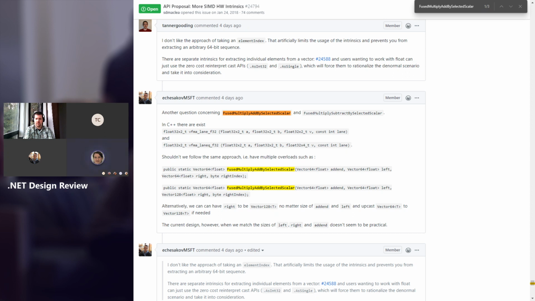Well, it wouldn't be calling get lower. You'd have to, if you already have a vector 128, you probably want to call the vector 128 overload. Yeah. But if you have a vector 64, then you have to extend up. Sure. Which means that you're going to be taking up an additional register slot.